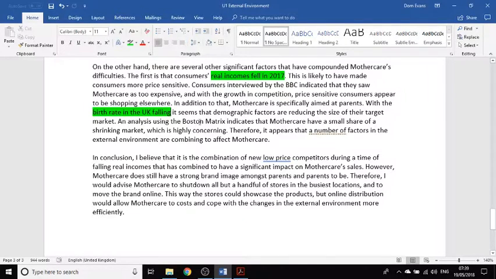An analysis using the Boston Matrix indicates that Mothercare have a small share of a shrinking market, which is highly concerning. So I'm bringing in a little bit of theory to help me develop this point about Mothercare having a small share of a falling market size. Just have a look at that on the Boston Matrix. That's a dog product and would be very concerning for any business. Therefore, it appears that a number of factors in the external environment are combining to affect Mothercare.